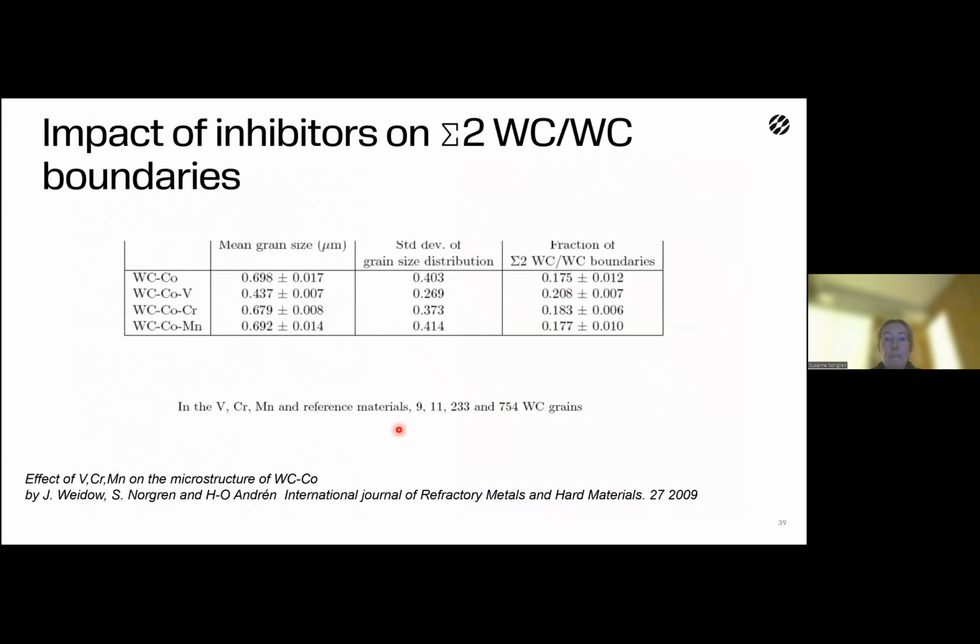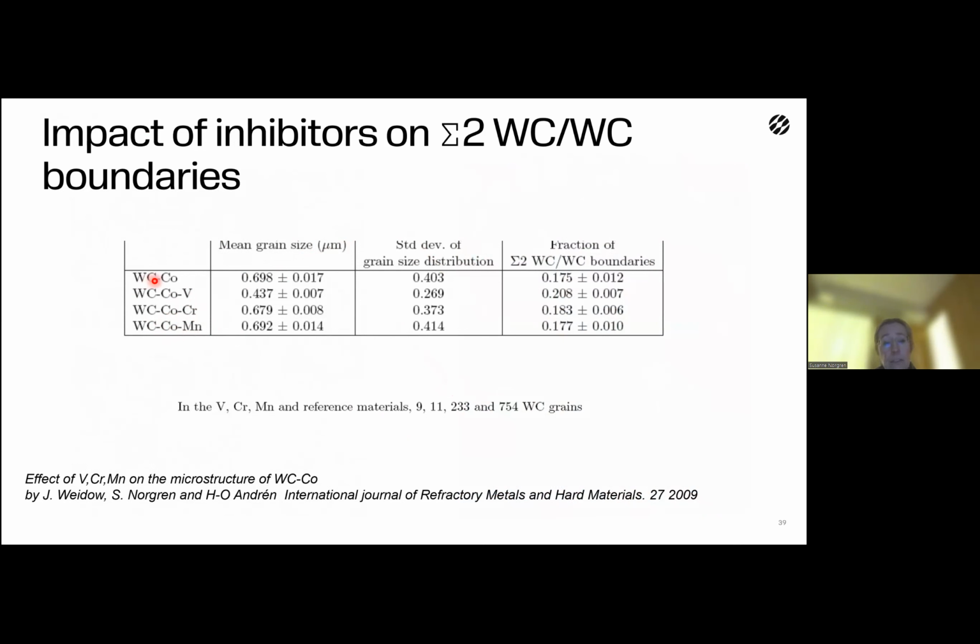So what is the impact? In cemented carbides, you often want to inhibit the grain growth. So what is the impact of different grain growth inhibitors like chromium and vanadium on the amount of sigma 2 boundaries? And in this case, we also included manganese, which is a very uncommon addition in cemented carbide. But since it was predicted to increase the strength, we wanted to include it.